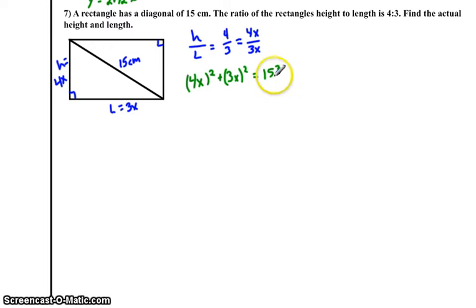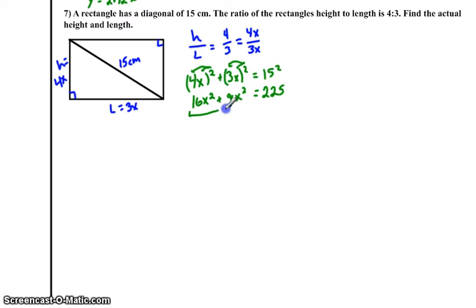Now be careful as you're solving this. 15 squared, as we know, is 225, but this next part is a little tricky. 4x squared is actually 16x squared. Because we're squaring the entire quantity, we need to square the 4 to get 16, and we need to square the x to get x squared. Similarly, the quantity 3x squared is actually 9x squared, because 3 squared is 9 and x squared is x squared. Now we're left with 16x squared plus 9x squared equals 225.